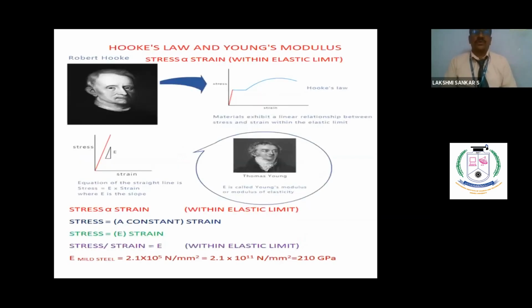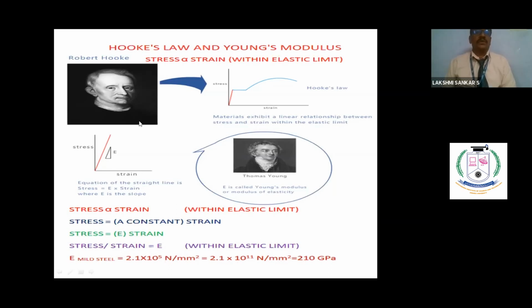Then we come to Hooke's law in a little more detail. Stress is proportional to strain, as we have already discussed. So stress equals a constant multiplied by strain: stress is E into strain, where E is a constant. E is the Young's modulus within elastic limit, and it can be taken as 2.1 into 10 power 5 Newton per mm square, or 10 power 11 Newton per meter square. I'm sorry, there is a correction in the PPT: it is Newton per meter square, and it is 210 gigapascal. 1 Pascal equals 1 Newton per meter square.